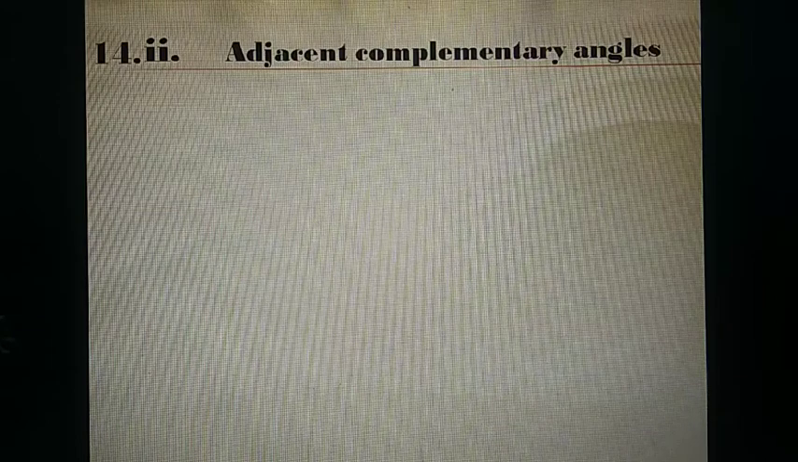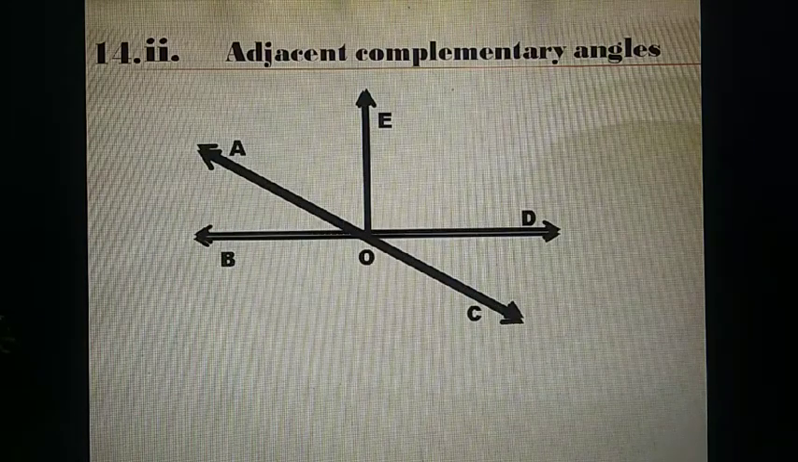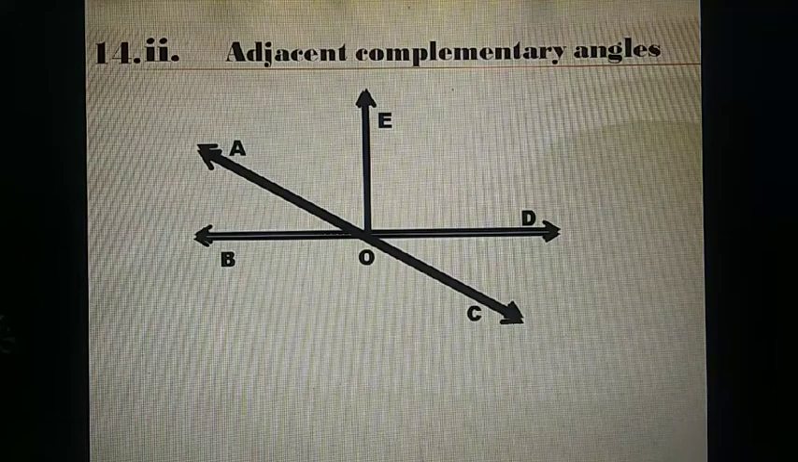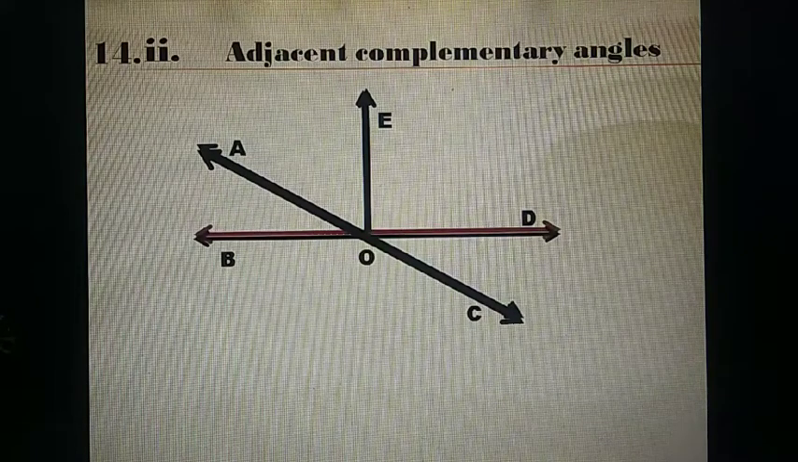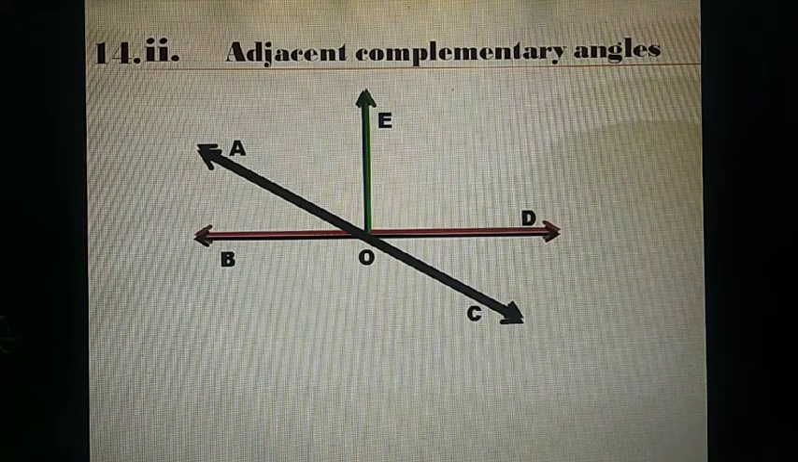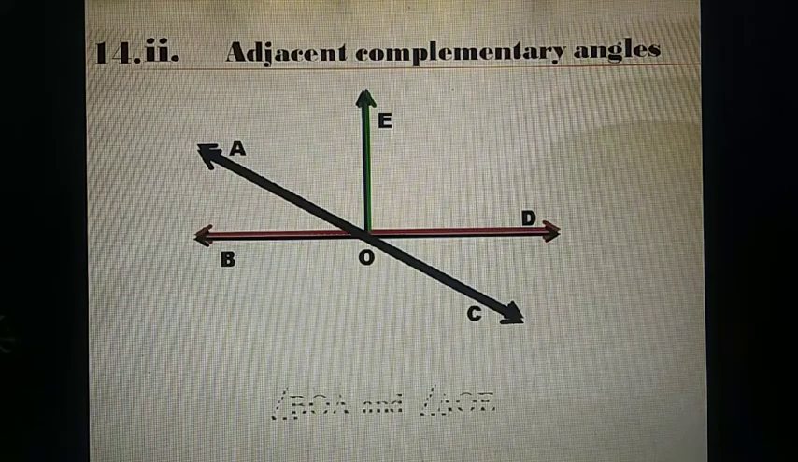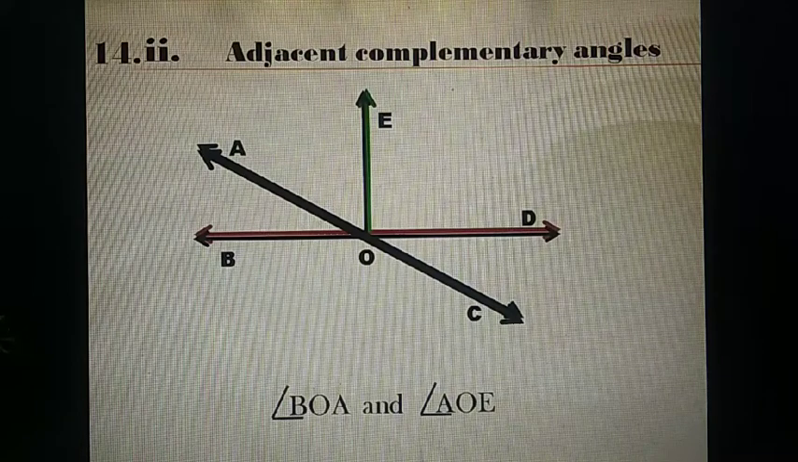Next, adjacent complementary angles. It means the two angles which are adjacent to each other will make 90 degrees. Here you can see this is a straight line and OE is forming a 90 degree angle on it. Now on the left hand side there are two angles which are combining to get this 90 degrees. So the angles are BOA and AOE.